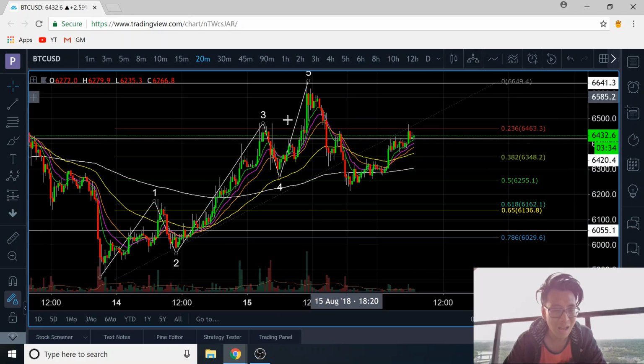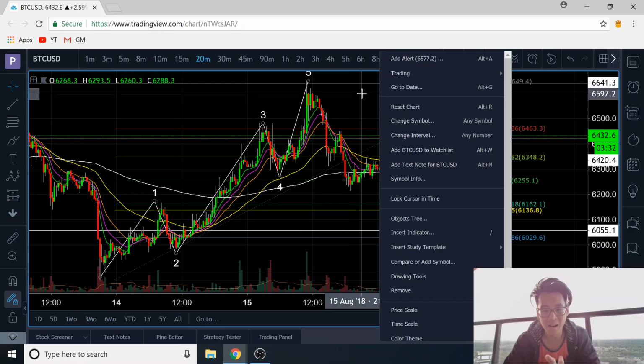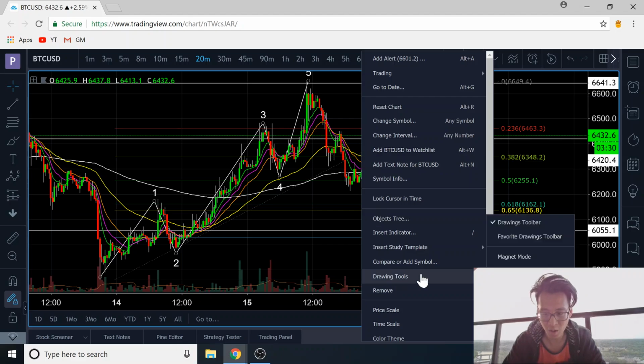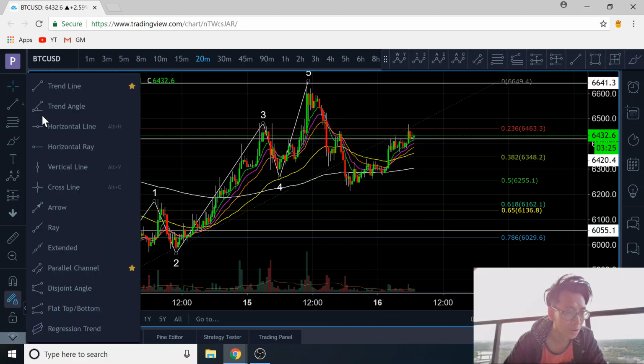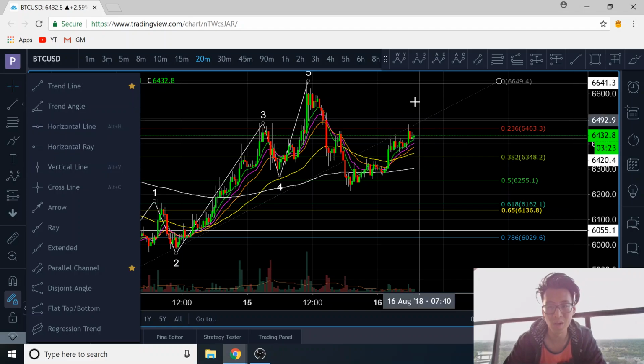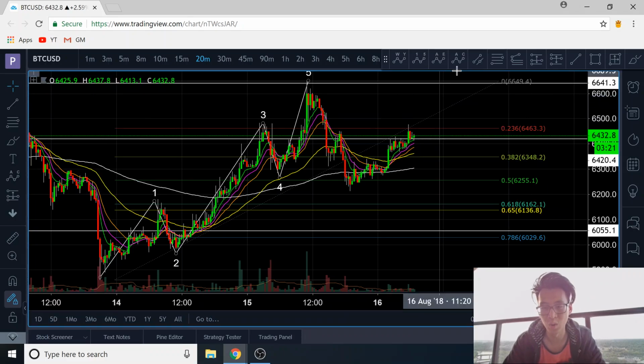Okay, so now if we look at a lower time frame, oh, by the way guys, what you can do is right click, go to drawing tools and go to favorite drawing tools, okay? And then you can also go to these right here and click on the star for whichever one you guys like, and it's gonna put it into a toolbar right there.